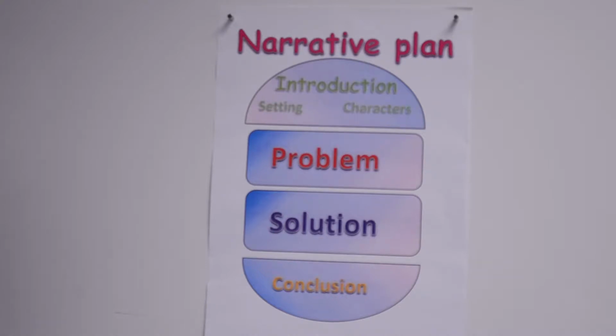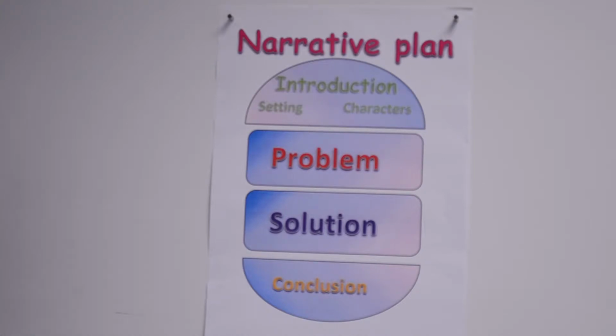Today we are going to look at what a narrative is and what it should look like. Narratives are all about telling stories, and these stories can be real or made up. The main purpose of a narrative is to entertain the reader, to motivate the reader, or to teach us something. There are many different types of narratives, and narratives are normally written in past tense.